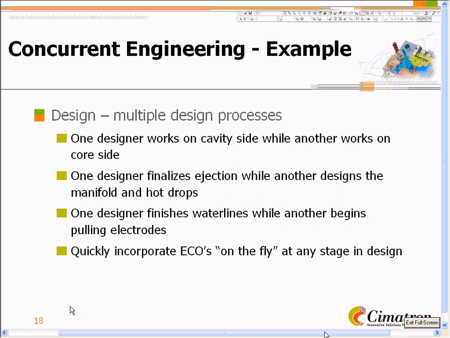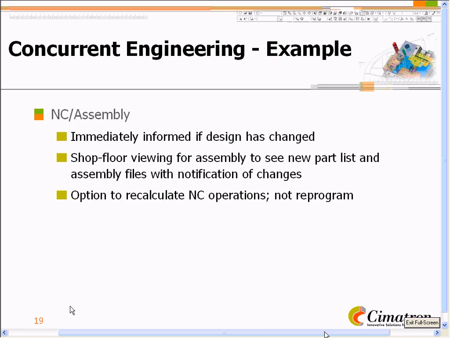In some cases it could be different processes going on, not just different design parts. So for instance, one designer might still be putting in the water lines while the design's going on, yet that could possibly not hold up another designer from pulling the electrodes and getting that process started. That's the idea of concurrent engineering, is that more than one task is being accomplished, as opposed to waiting for one to finish all before another can begin. And also, it would involve quickly taking an engineering change on the fly at whatever stage the design is at, and then updating the design so that that engineering change will be passed on throughout the whole system.